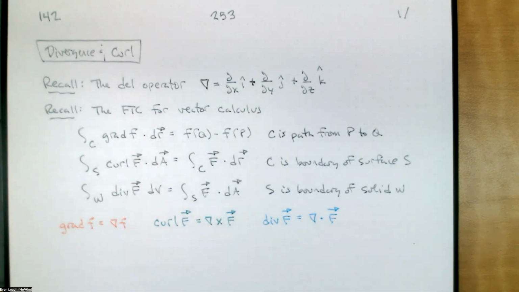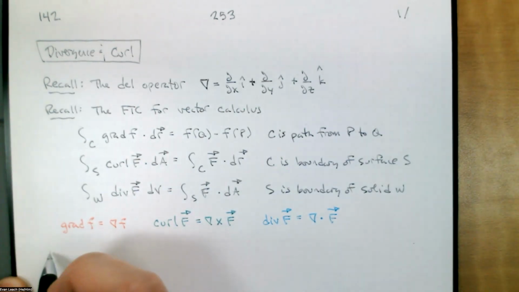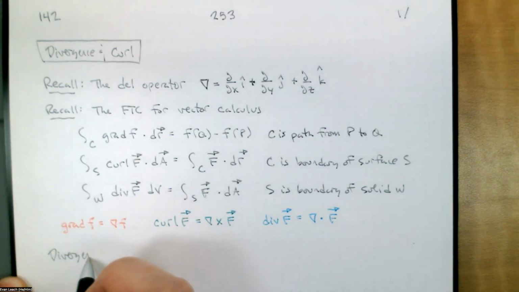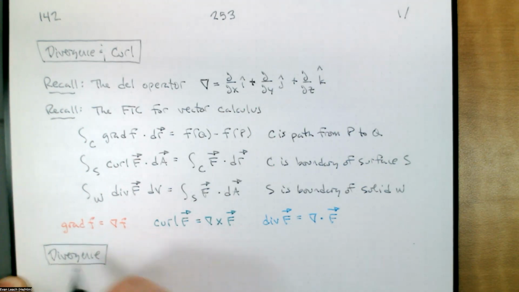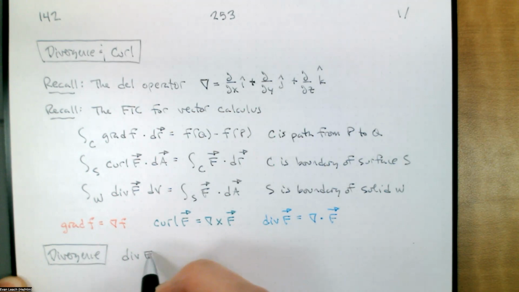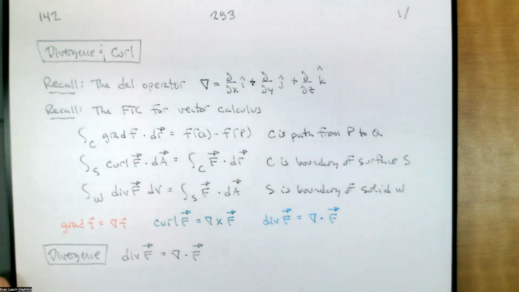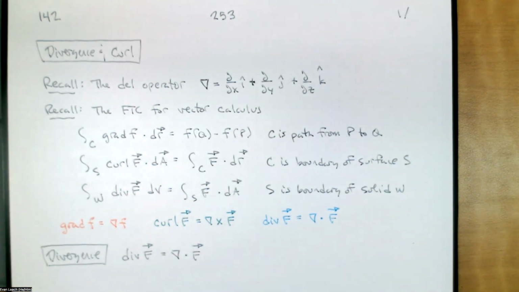Let's talk a little bit about divergence. So the divergence of a vector field will be del dot f. So we'll apply the del operator to a vector field and come up with a scalar. So we need some context for thinking about this.